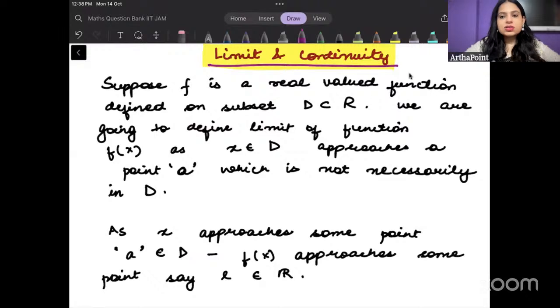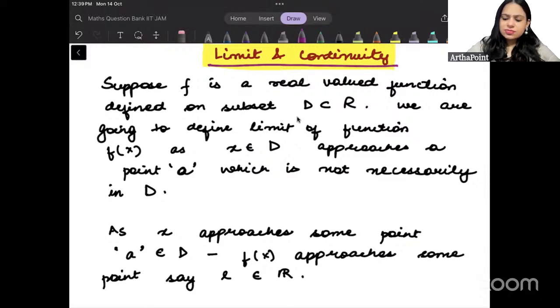Now, all of us at some point in economics have heard the word limit, have heard the word continuous function, right? But what is it? What do we mean by being a continuous function? That is something we're going to discuss today. Okay, so the first thing that I want to do is understand what a limit is.